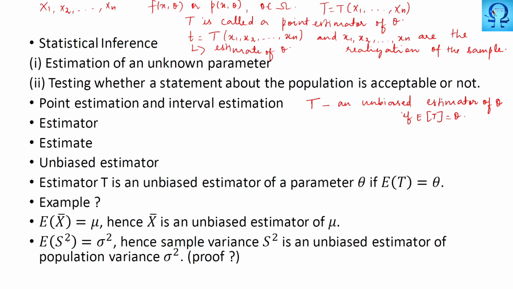Now, E of S square, what is this S square? It is the sample variance, isn't it? So the sample variance is also an unbiased estimator. How do we prove it? Just give it a try.